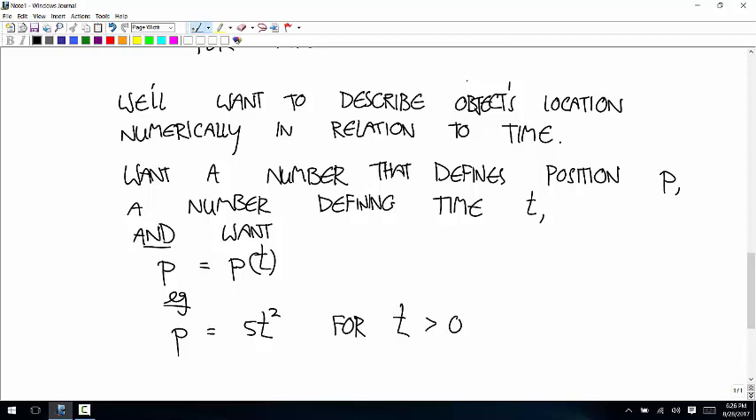But before we can do that, I have to talk about what it means to put a numeric value on a position or on a time. So I'll take a couple minutes doing that. Anybody have any questions that pop in your head yet?